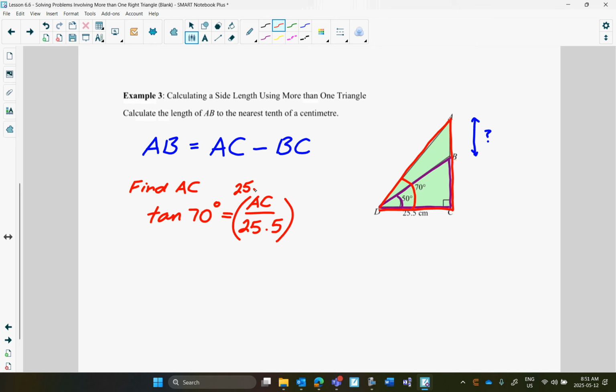Get rid of the fraction by multiplying both sides by 25.5. So when I get AC by itself, AC is going to be 25.5 times the tan of 70. And let's go one decimal place. 70.1. So this side is 70.1.